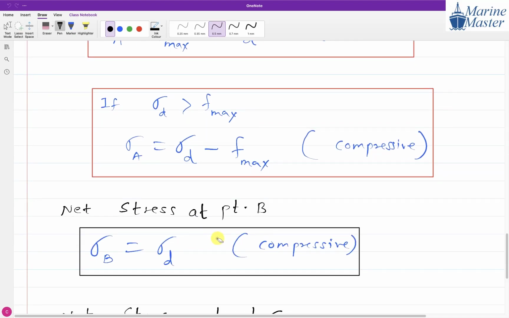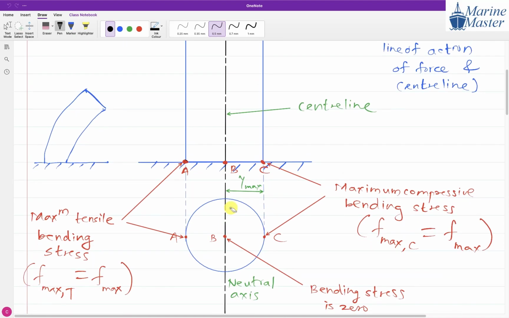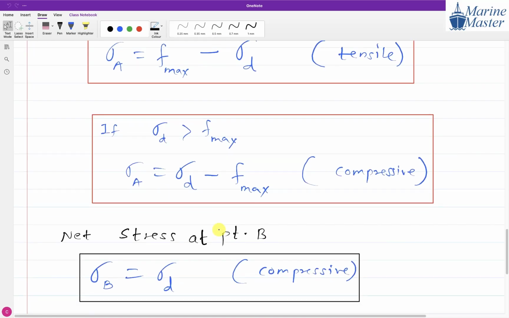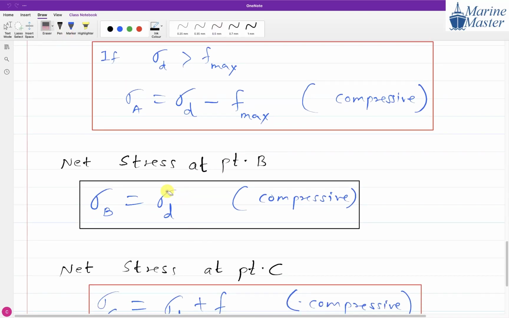Then net stress at point B. If you observe, point B is on the neutral axis. At the neutral axis, bending stress is 0. So only direct stress will remain. So net stress at point B will be sigma d, and the nature is compressive. That is what we have seen.